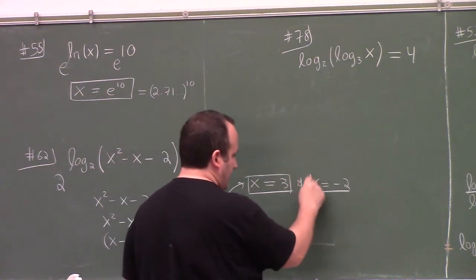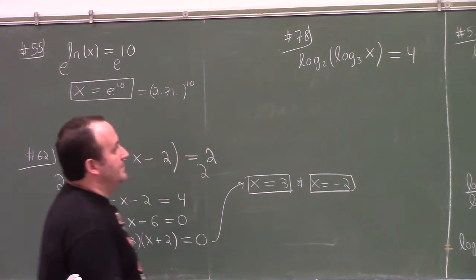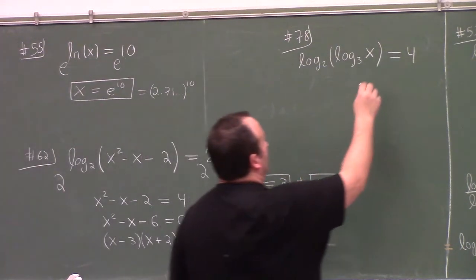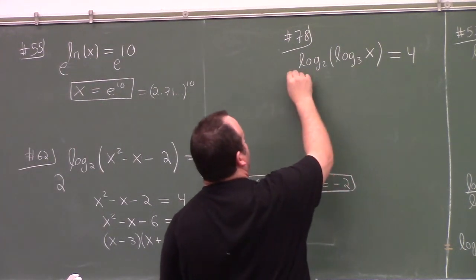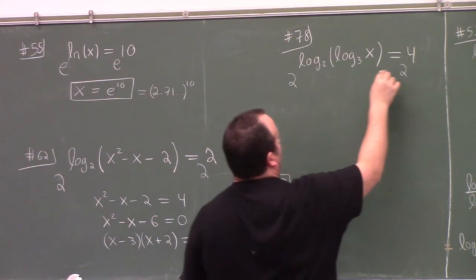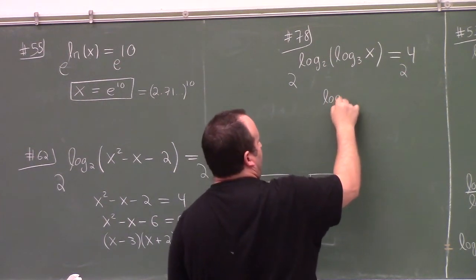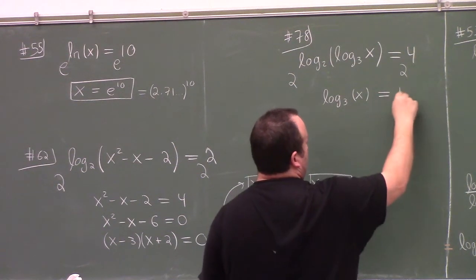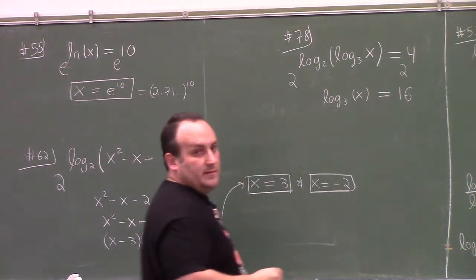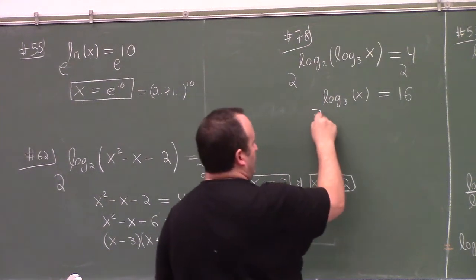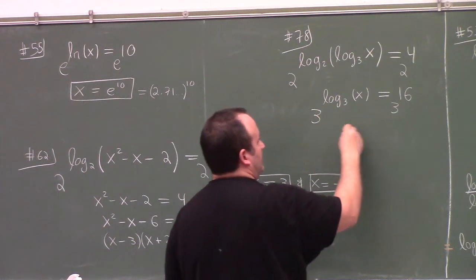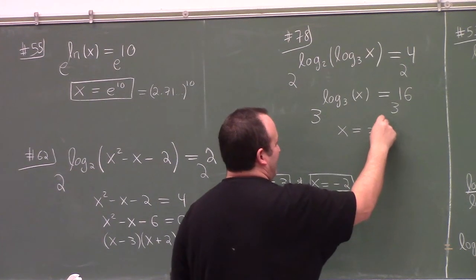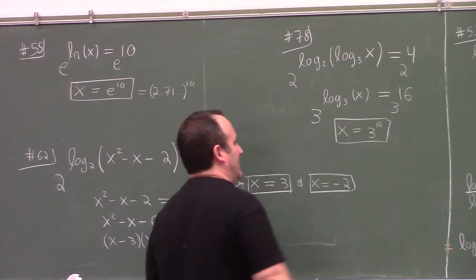So, hooray. For 78, it's the same thing. We do the 4, the 2, 4, and then 3 to whatever that number is. So that gives us log base 3 of x equals what? 16, right? 2 to the 4 is 16. And then do the same thing, but now with 3. Now 3 to that is 3 to that, which gives me x equals 3 to the 16 power, which is a big number.